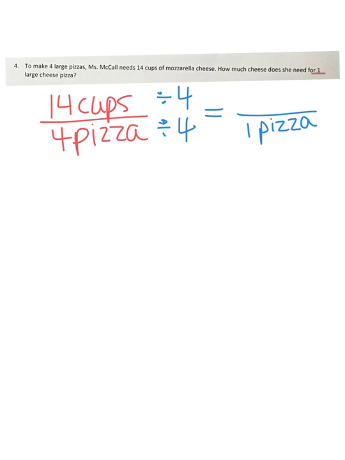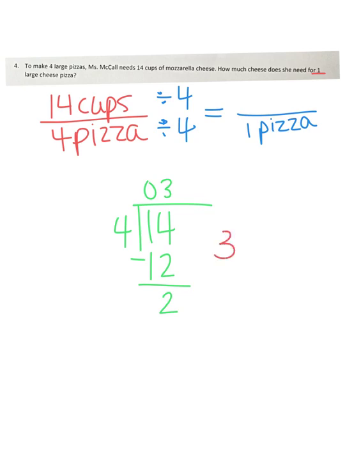And now we can do our division of our numerator. 14 divided by 4. So 4 can't go into 1, put a 0. 4 goes into 14 3 whole times, because 3 times 4 is 12. And our remainder is 2. So our whole number is 3. Our numerator is our remainder, so 2, and your denominator stays the same, 4ths. 3 and 2/4 can be simplified to 3 1/2, which is our final answer. We need 3 1/2 cups per pizza.